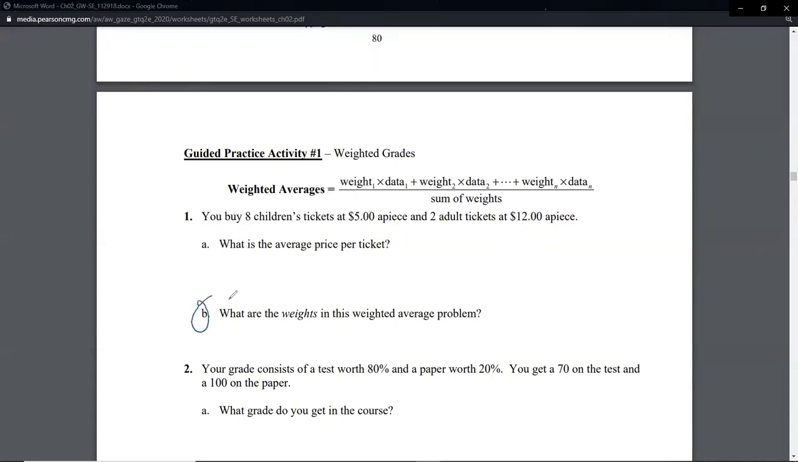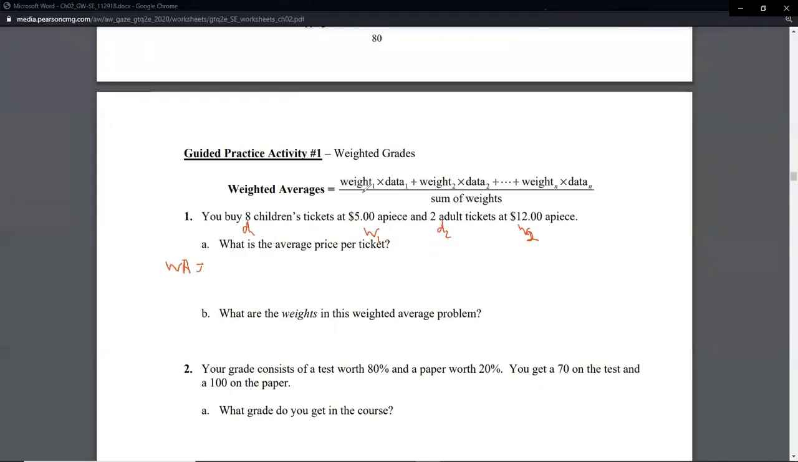So I would actually answer question B first if you want to be technical about this. But what I'm going to do is, you guessed it, I'm going to do it wrong first, because that's what we like to do sometimes, so that we can say, does it make sense, and have it not make sense. All right, so weight times data plus weight times data. So maybe the 8 and the 2, the number of tickets, are the weights, or maybe the 5 and the 12 are the weights. So this red is going to be for wrong. Let's say it's the $5 and the $12 that are the weights, weight 1 and weight 2. And then the 8 and the 2, those would be the data, so D1 and D2.